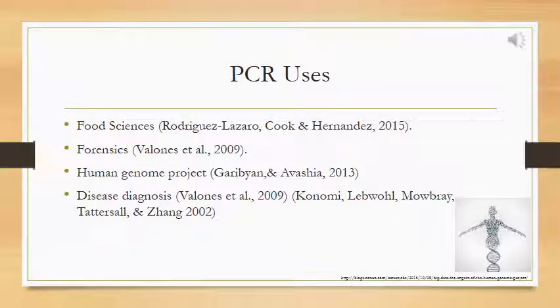PCR is used over a multitude of disciplines. To name a few: food sciences, forensics, the Human Genome Project, and disease diagnosis. PCR is being used more commonly in the food industry as a method to help guarantee the quality and safety of food. PCR is currently used by clinicians and scientists to diagnose disease, clone and sequence genes, and to carry out quantitative and genomic studies using a fast, sensitive method.